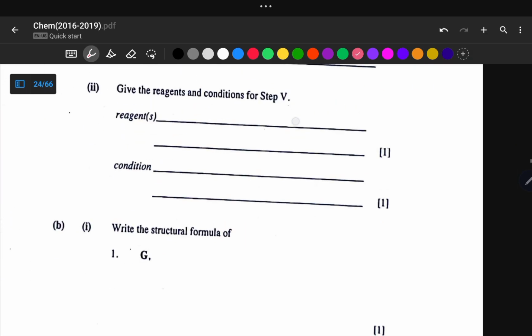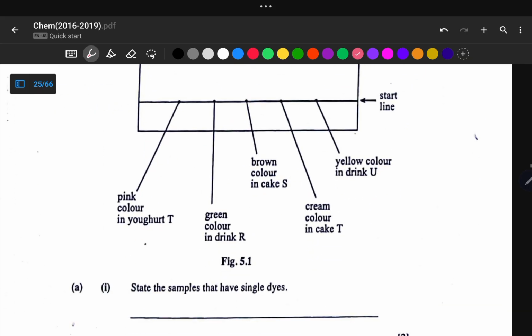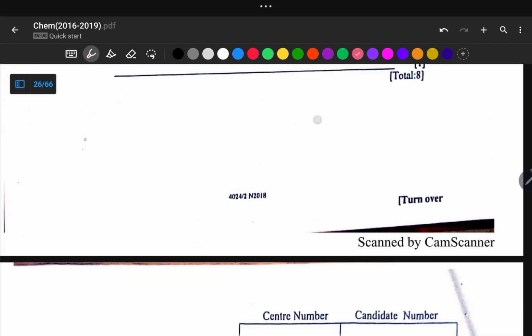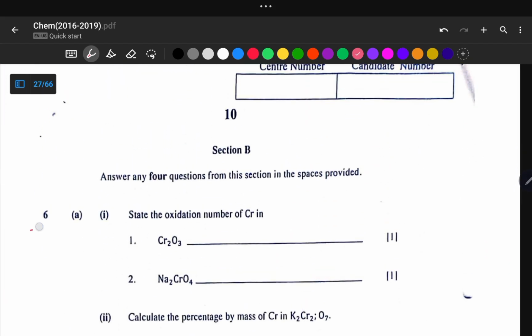So we are now diving into section B, right? So in section B, we are starting with number 6. We are required to answer 4 questions like I've alluded to before.